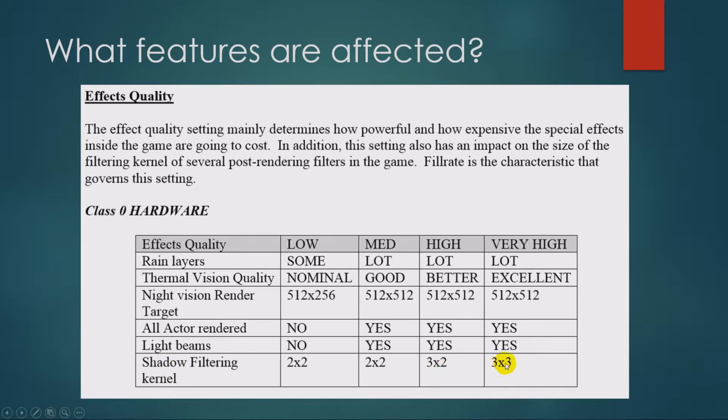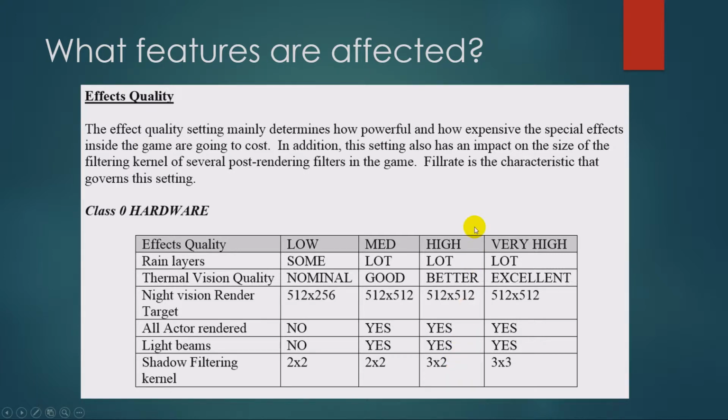To be honest, I've got no idea what that means. It mentions here: in addition, this setting also has an impact on the size of the filtering kernel of several post-rendering filters in the game. Not sure what this means. If you have a clue, please leave a message and maybe explain it to me. It would be very interesting. But 3x2, 3x3, doesn't sound like that big of a difference.